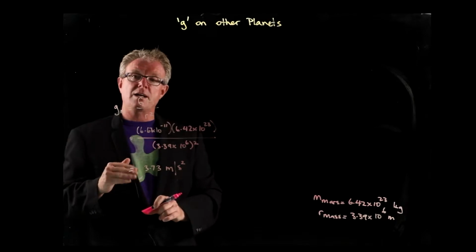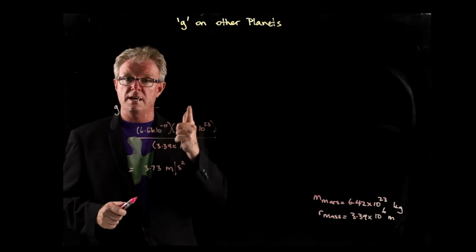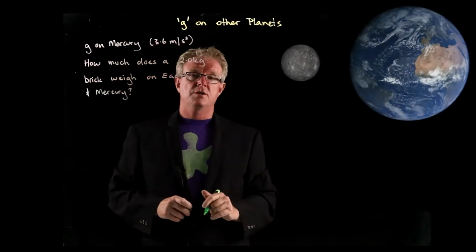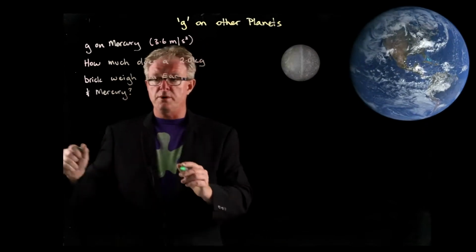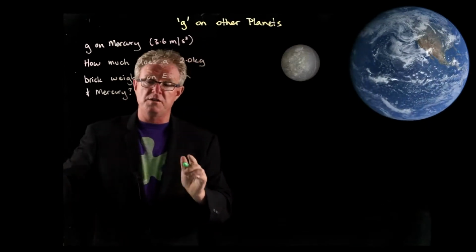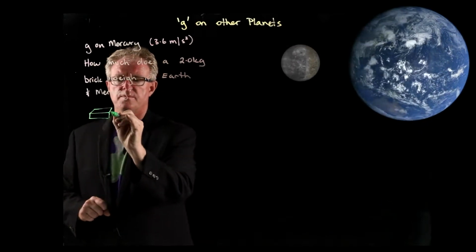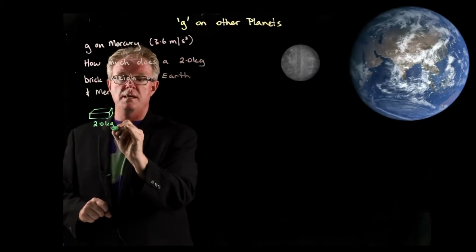Let's see if we can do a question to do with Mercury. All right, so let's rub this off and we'll be back in a tick. Well, let's have a look at Mercury here. Mercury and Earth. We've got a 2 kilogram brick. Now remember, that's the amount of mass in the object. So we have a brick and it's 2 kilograms in terms of its mass.